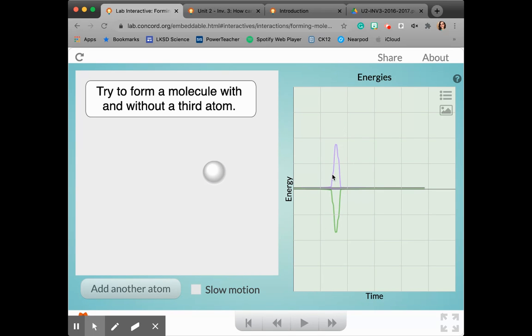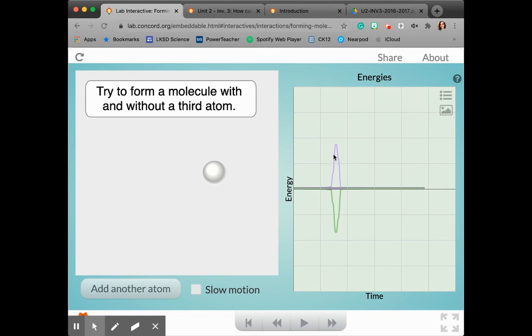Now, as far as the energies go, let's take a look a little bit closer at what's happening. This part of the graph here represents zero potential energy. The atoms are not interacting with each other. However, when we do get close enough that the attractive and repulsive forces are balanced, we do create that bond for a little bit. But as our potential energy lowers, look what happens to the kinetic energy.